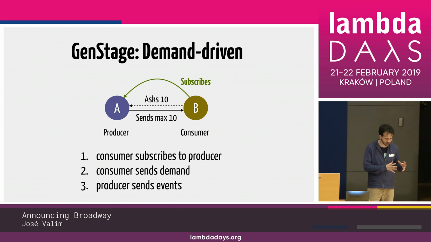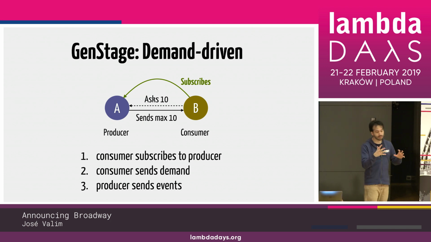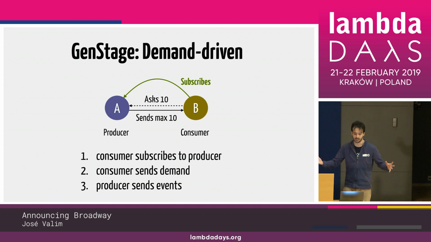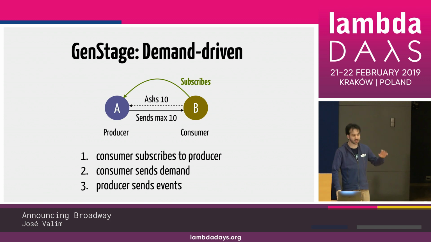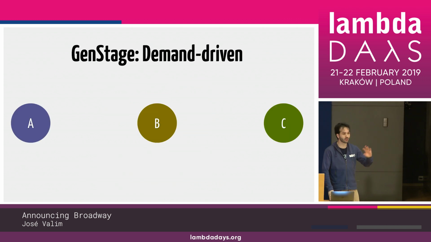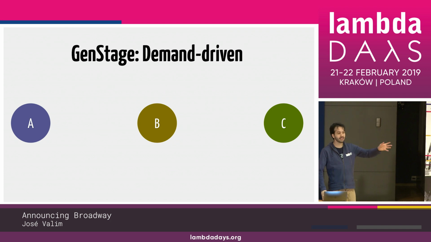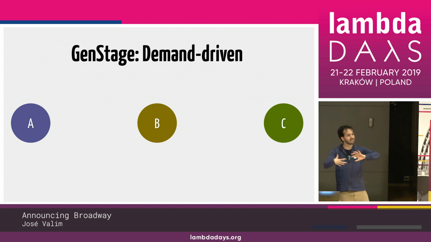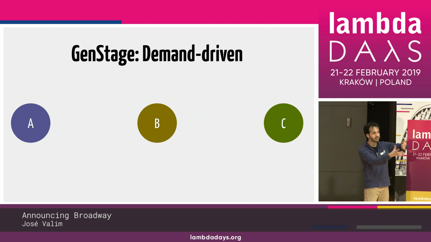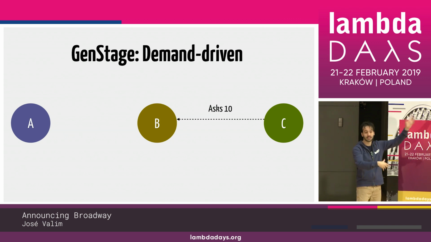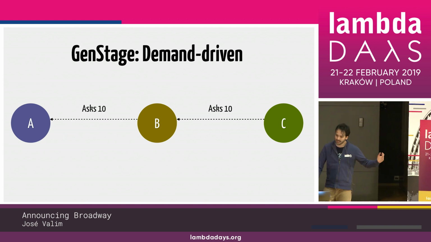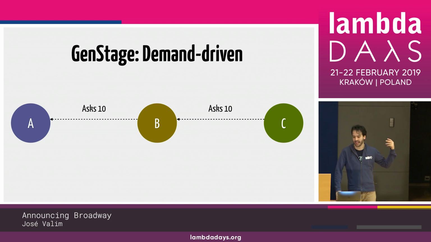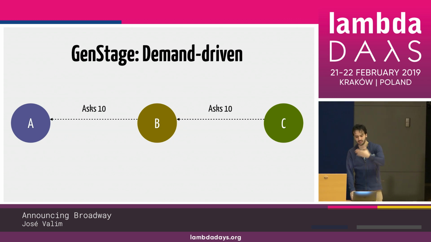And the nice thing about this approach is that we can push this demand to the boundary of the system. So imagine, for example, that we have 3 processes here now. What is going to happen is that C, which is the sink, is going to ask for 10 events to B, and B is going to ask A. So we are getting this demand and pushing it to the boundary of the system, because we probably want to get data from an external system, right? And then once A gets this data, we can send it downstream, right?